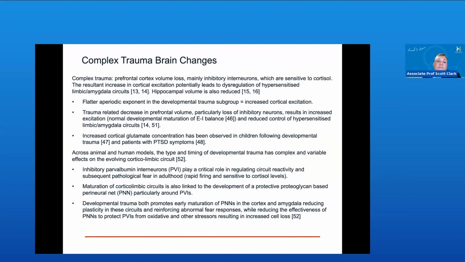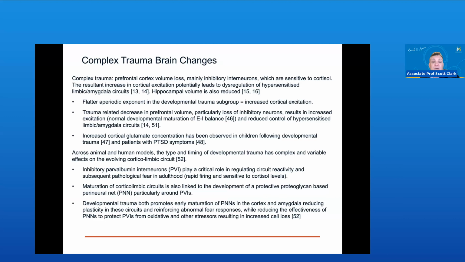So the results suggest that with complex trauma, and we know with trauma in general, there's prefrontal volume loss. The volume of the brain is lost, and this is mainly those inhibitory interneurons that I showed earlier, which are sensitive to cortisol. Those inhibitory interneurons are very fast firing, fast spiking, and they're much more sensitive to insults. And so the resultant increase in cortical excitation may lead to dysregulation of hypersensitive amygdala circuits that are triggered by the trauma itself. But we also see that hippocampal volume is reduced.